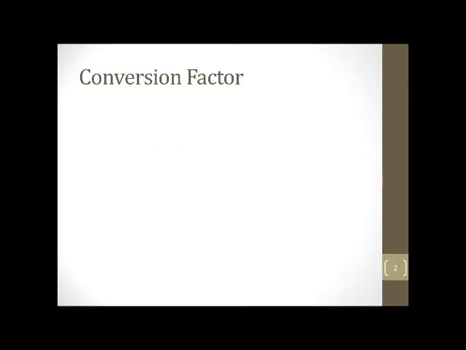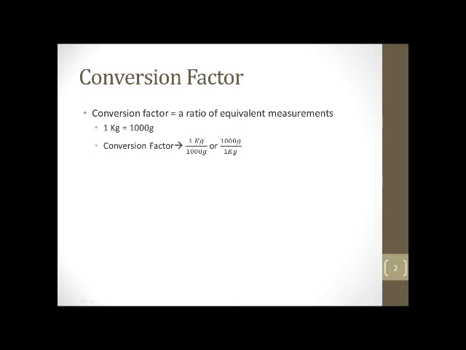So here we're going to be talking about conversion problems, where you have to convert something from one kind of unit to another. For example, meters to millimeters, or kilometers to meters, or grams to milligrams, etc. The first thing you have to do is come up with a conversion factor, and the conversion factor is a ratio of equivalent measurements. For example, 1 kilogram is equal to 1,000 grams. So your conversion factor would be 1 kilogram over 1,000 grams, or 1,000 grams over 1 kilogram. They both mean the same thing.